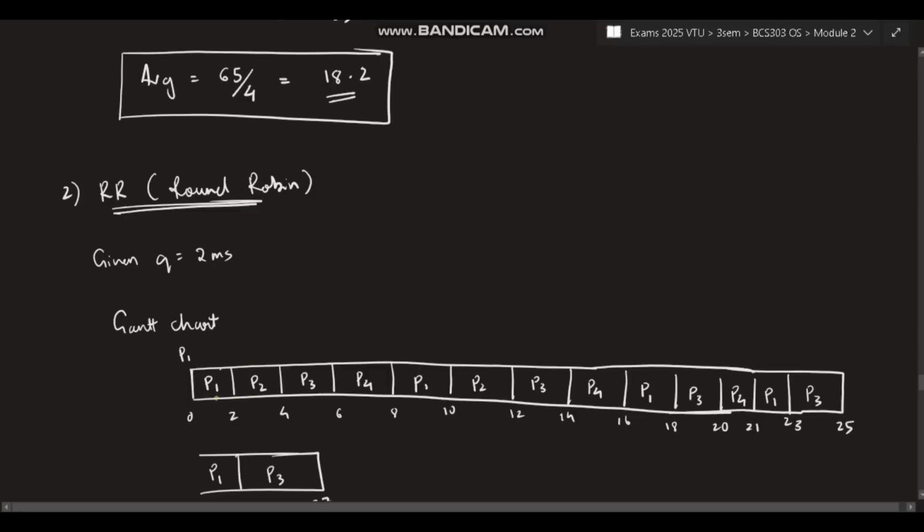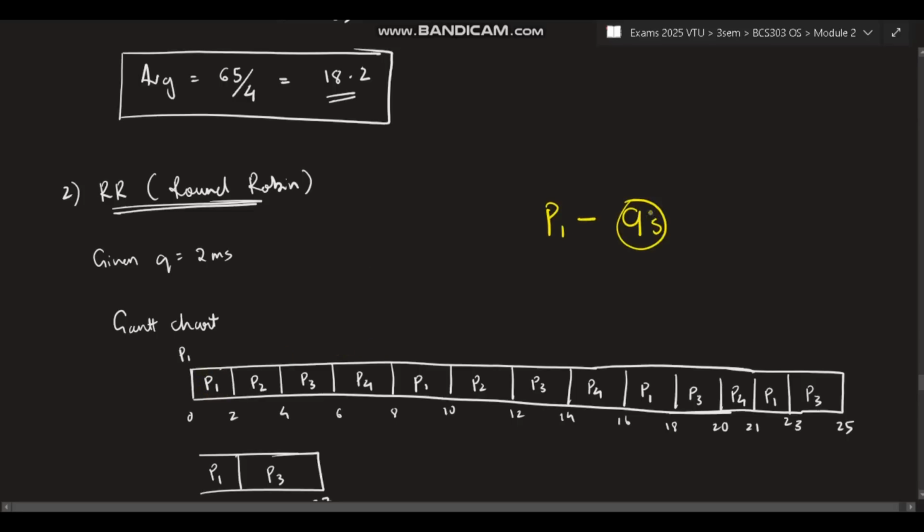Okay, first P1 came, it started executing and 2 seconds got over, so it stopped. Then P2 will also execute for 2 seconds and it will stop. Then P3 will execute for 2 seconds and P4 will execute for 2 seconds. After this is over, P1 executed for 2 seconds, but P1's actual time was 9 seconds, right?